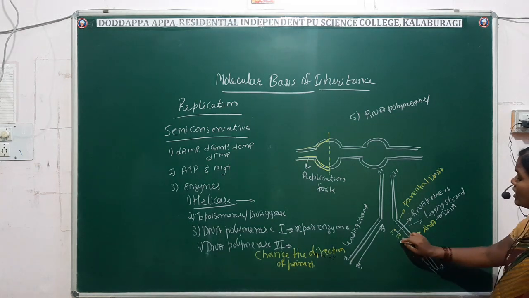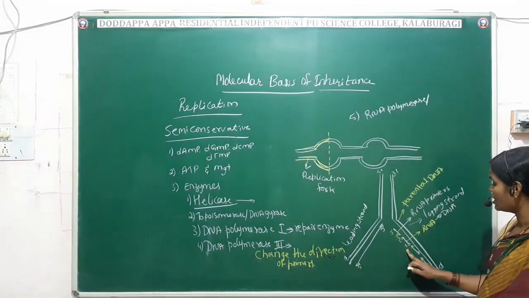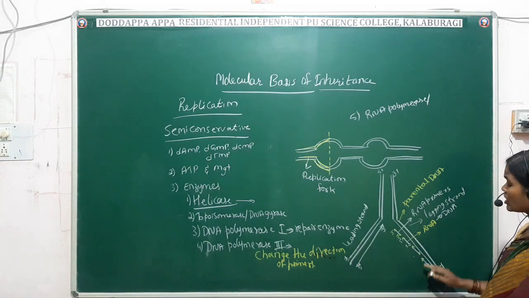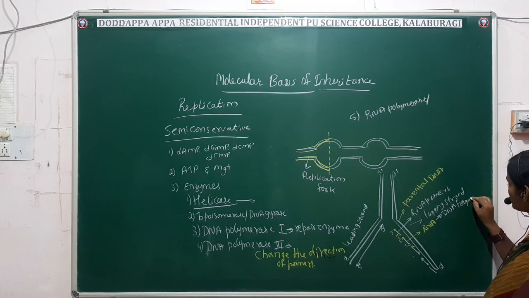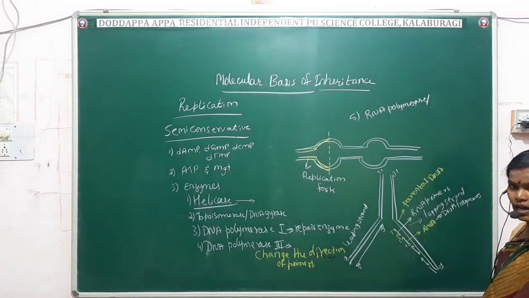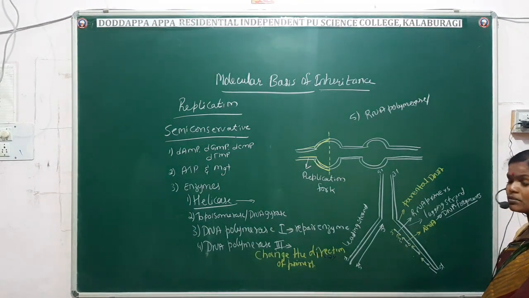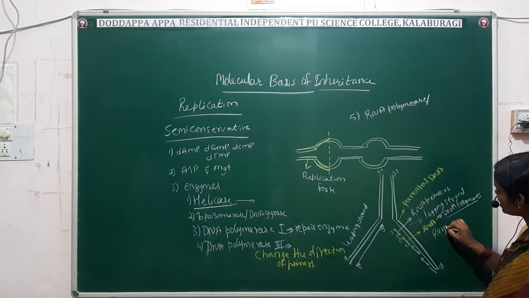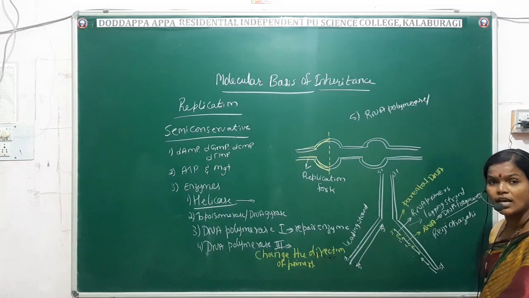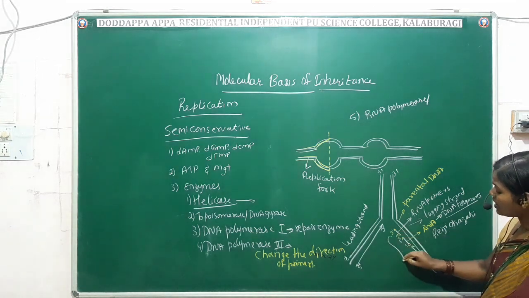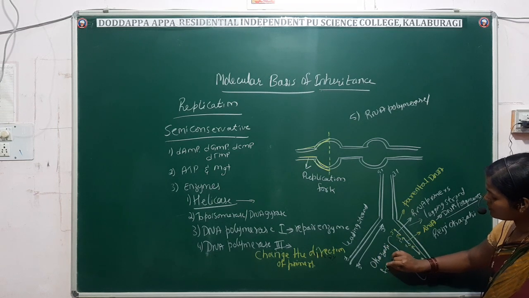So DNA polymerase 3 will change the direction from 3-5 to 5-3. So these are the small fragments which are converted from RNA to DNA. These are called DNA fragments. And these small DNA fragments were observed by the scientist Reiji Okazaki. They are called Okazaki fragments.